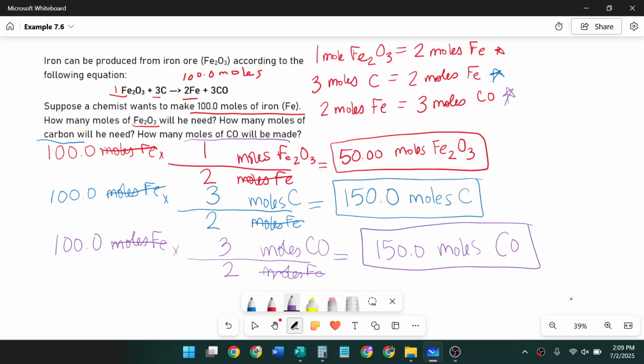So if we want to make 100.0 moles of Fe, we need 50 moles of Fe2O3 and 150 moles of C. And in addition to making 100 moles of Fe, it also is going to make 150 moles of CO. All right, the next problems are going to get a little trickier. We're going to start mixing in grams, so make sure you can do these before we move on.